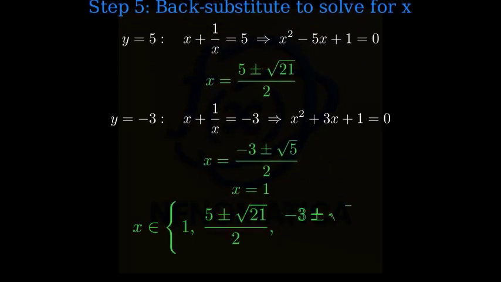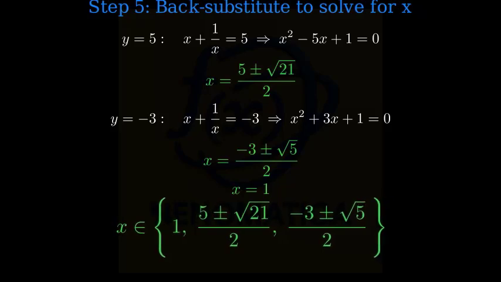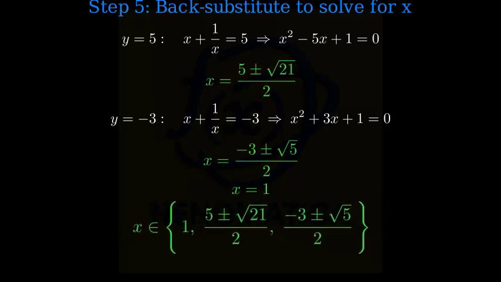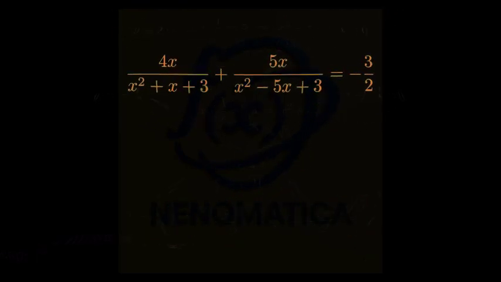Collecting all roots, the solution set is 1, 5 plus or minus square root 21 over 2 and negative 3 plus or minus square root 5 over 2. In this lesson, we will solve a rational equation using a clever substitution. We will follow a clean, step-by-step algorithm to reach the real solutions.